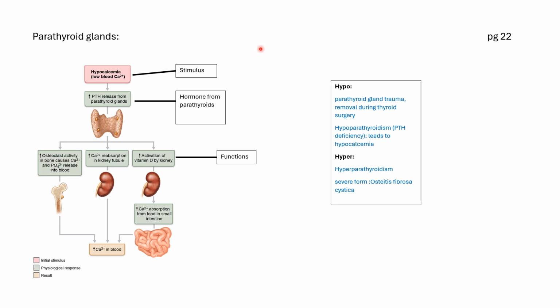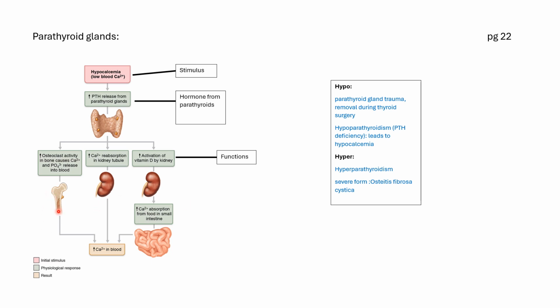For calcitonin, it was high blood calcium. For parathyroid, it is low blood calcium. So parathyroid glands are not influenced by the hypothalamic pituitary axis. Under the influence of low blood calcium, parathyroid glands secrete parathyroid hormone. Now, parathyroid hormone has 3 target organs. This is where they act.